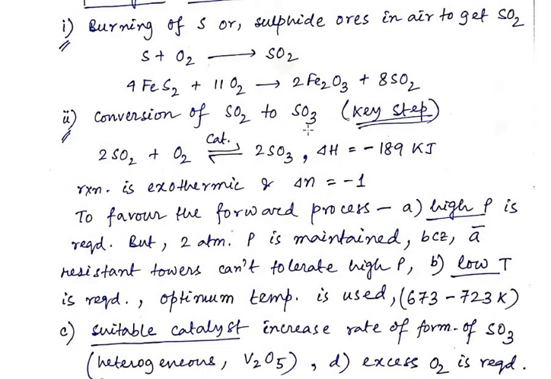Next, low temperature is required, and the optimum temperature used here is 673 to 723 Kelvin. So these things give the idea of the use of Le Chatelier's principle. So minimum temperature means the optimum temperature and optimum pressure we have to give, and the basic assumption of these things actually comes from Le Chatelier's principle.